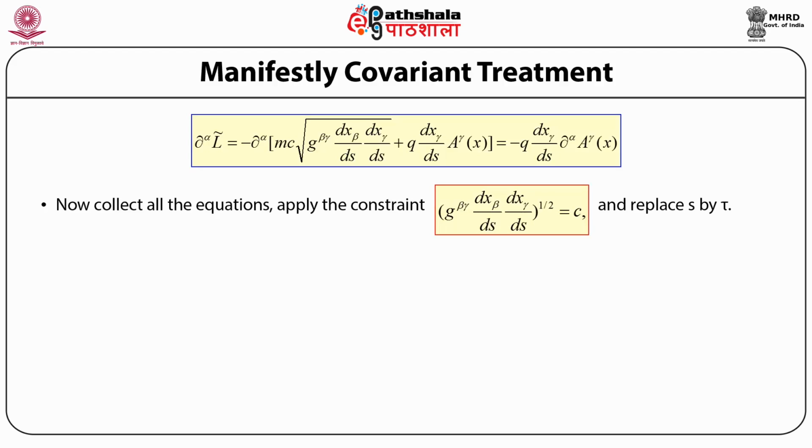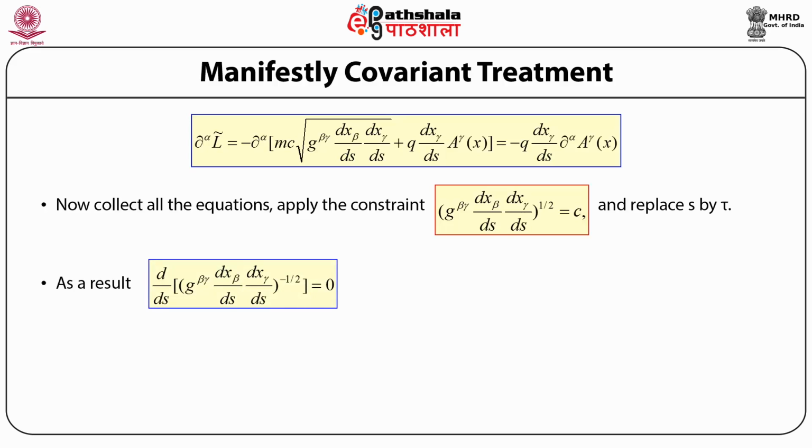Now at the end of the calculation, we apply the constraint that the square root of g_βγ (dx^β/ds)(dx^γ/ds) is equal to c, and replace s by τ. So as a result, we have d/ds of [g_βγ (dx^β/ds)(dx^γ/ds)]^(-1/2) equals 0, or [g_βγ (dx^β/ds)(dx^γ/ds)]^(-1/2) equals 1/c.